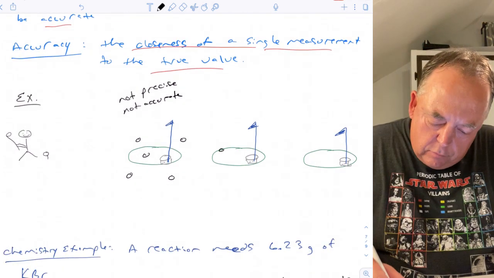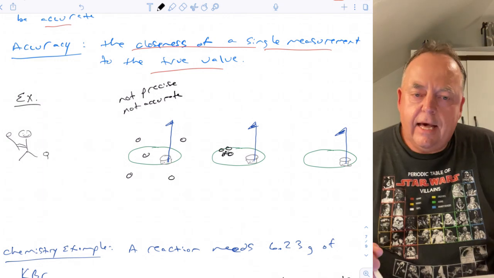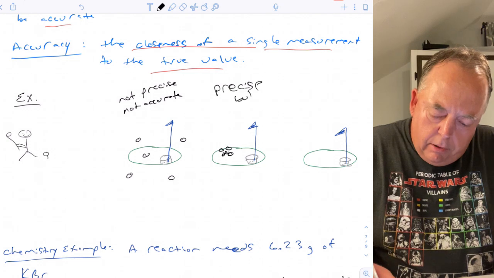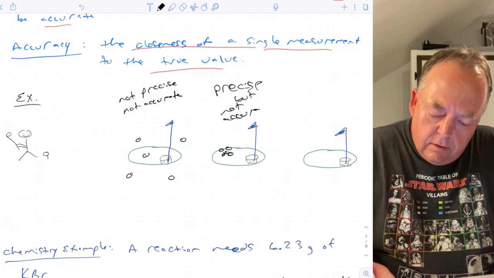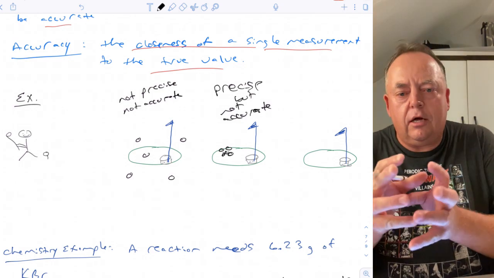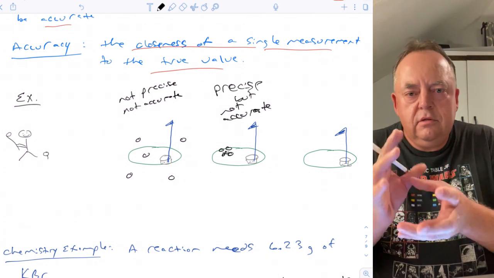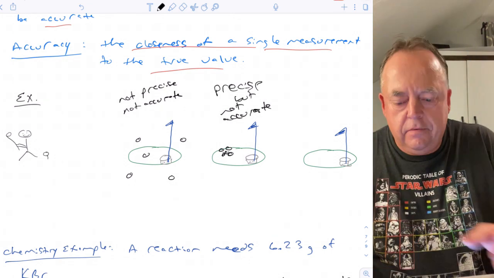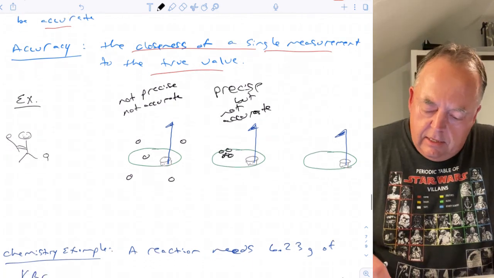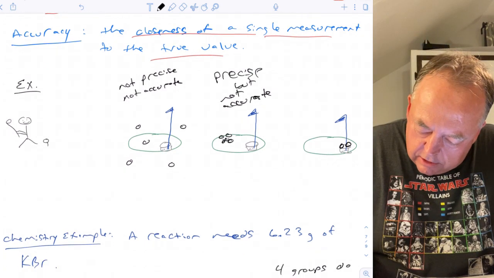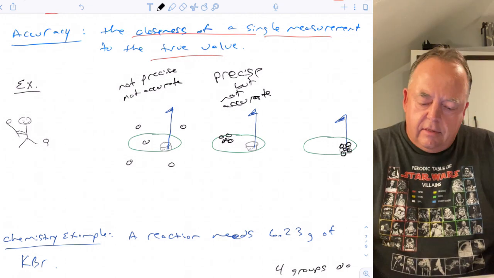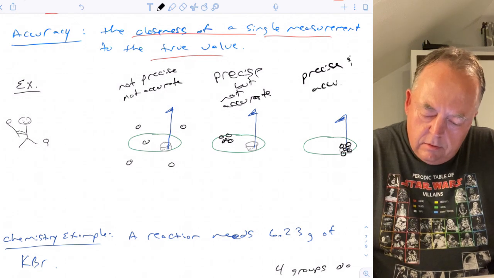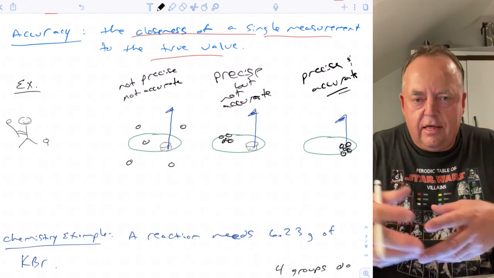Now you take 5 more shots, and if your 5 shots look like that, then we would say this is precise, but not accurate. It's precise because all of them are clustered together, so all of the measurements are close to each other, but it's not accurate because none of them are the actual value. None of them are in the hole. And then if you shoot 5 at this one and your shots look like this, then you would be both precise and accurate, right? They're all clustered together and they're all in the hole.